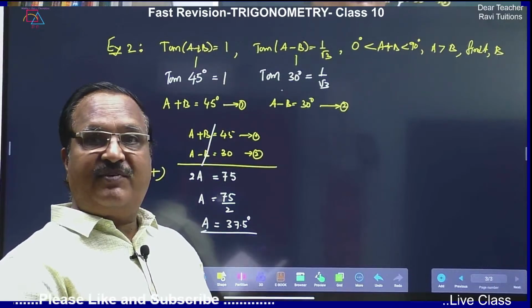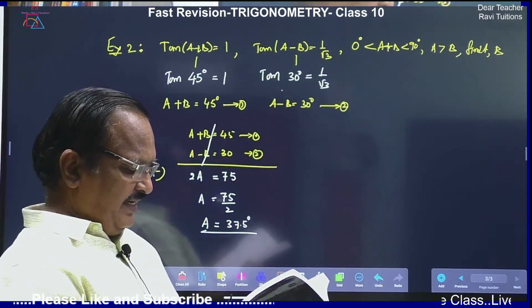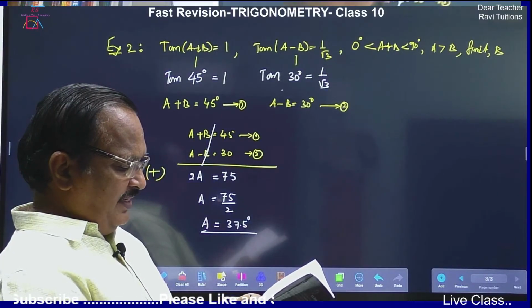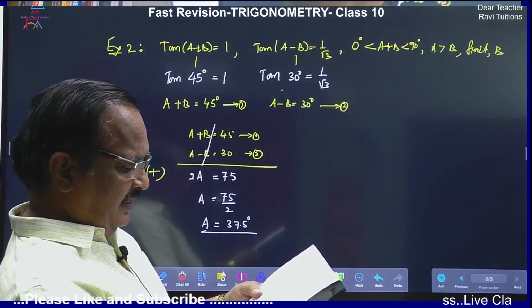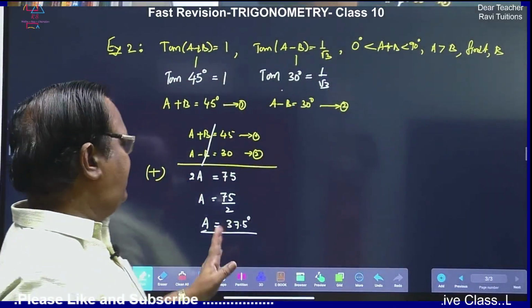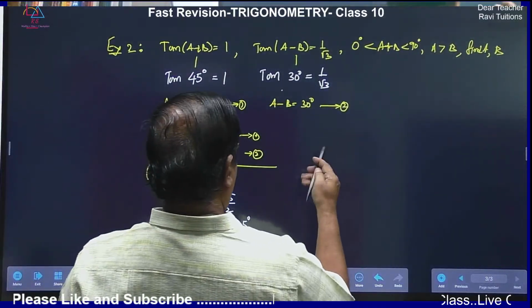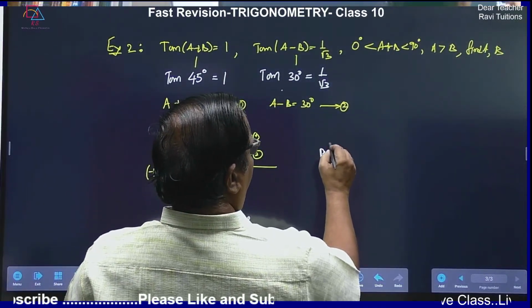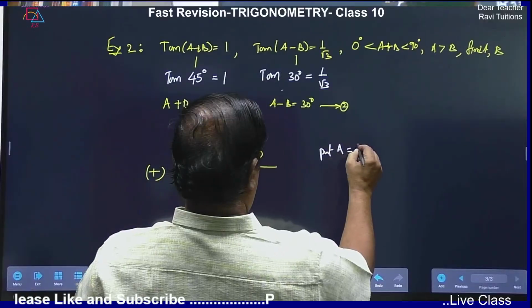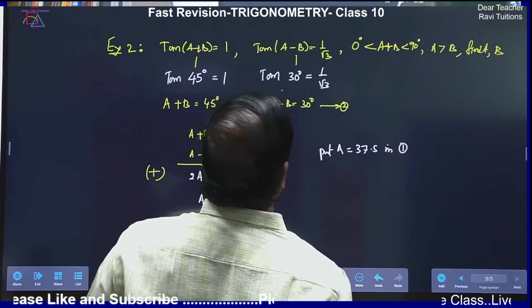Let me check from the textbook also. I must have copied wrong, no? That also I am going to check it out. Tan(A plus B) is 1, tan(A minus B) is 1 by root 3. That is also correct. So my verification is done. Now I got A value, B value. So then substitute A is equal to 37.5 in the first equation.